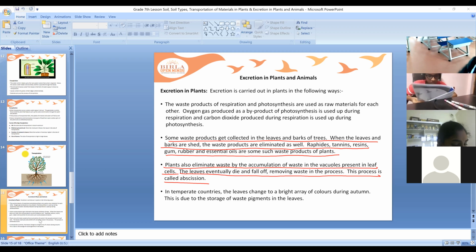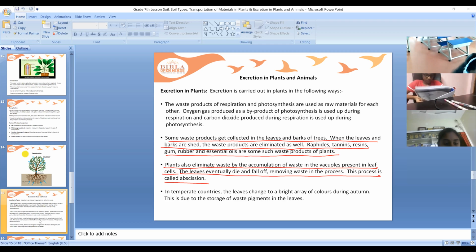So, in temperate countries, the leaves change to a bright array of colors during autumn. This is due to the storage of waste pigments in the leaves. So, the waste materials or the waste pigments are stored in leaves and they change their color to bright colors during autumn and they fall off. Usually, we see in autumn season or in spring season, the leaves fall off from the trees, isn't it? They fall off because of the accumulation of waste pigments in the leaves. Especially in the autumn season or the spring season, they fall off.